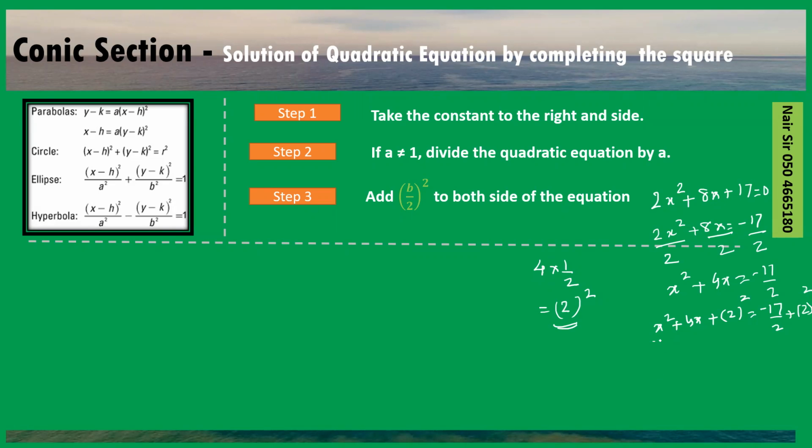Can you notice this? Is it in the form of a square plus 2ab plus b square? What is the value of a? A is x. What is the value of b? B is 2. The square is equal to, solve this, minus 17 upon 2 plus 4 and then solve it. I'm not going to get it.